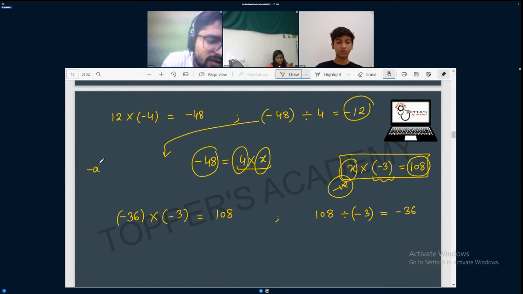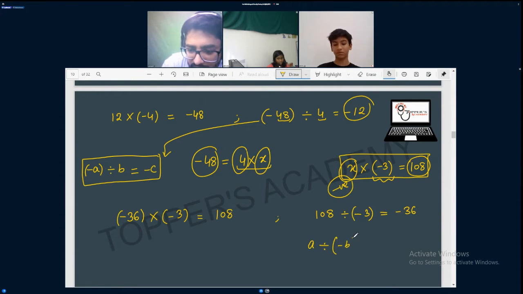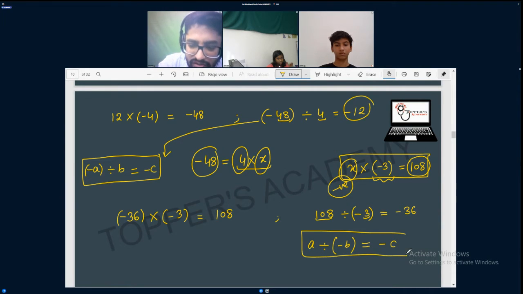From here we can say, if minus a is divided by some b, where a and b both are positive, like a is 48 and b is 4, then the answer must be with a negative sign. Yes or no? Yes. Similarly, if you have a divided by minus b, where a and b both are positive, like 108 and 3, the answer is also negative. So the answer must be minus of some integer. These are your rules for division.